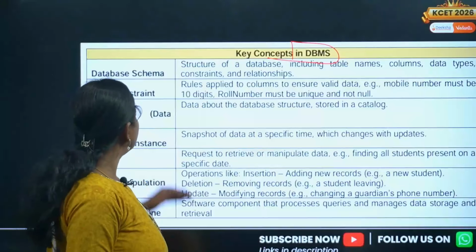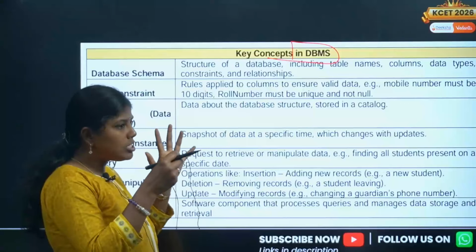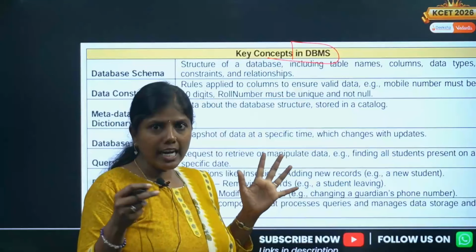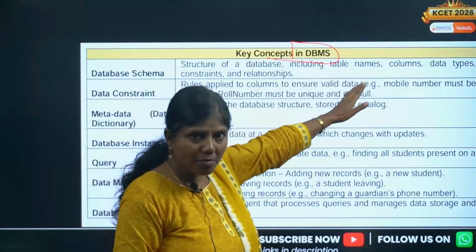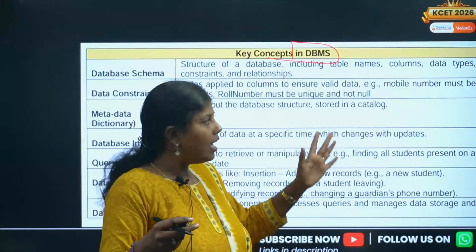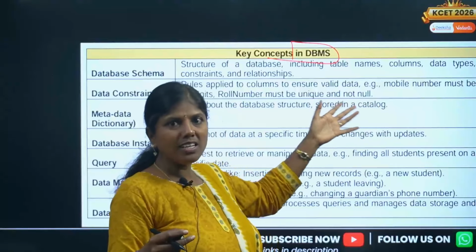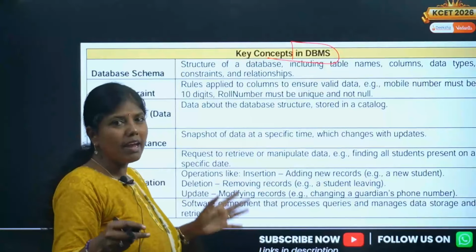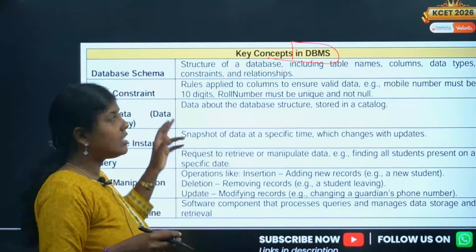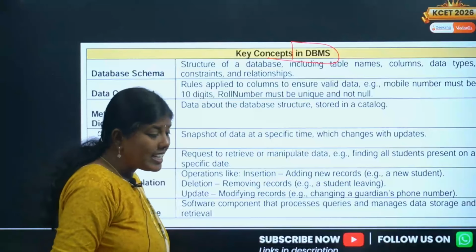We have the database schema, the overall structure of the database, the entire structure of the database. It includes the table name, what the columns are, what the data types are, constraints, relationships. Everything is clearly explained in this. The overall structure of the database is called the database schema.